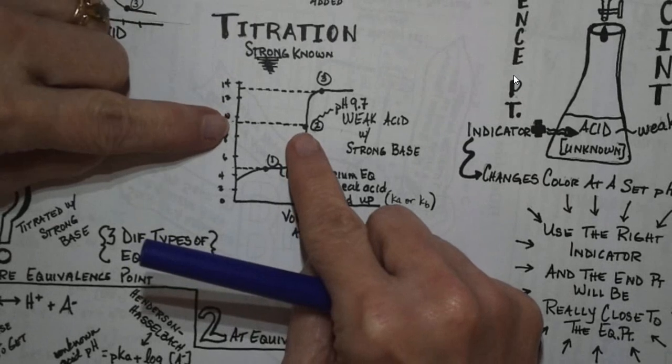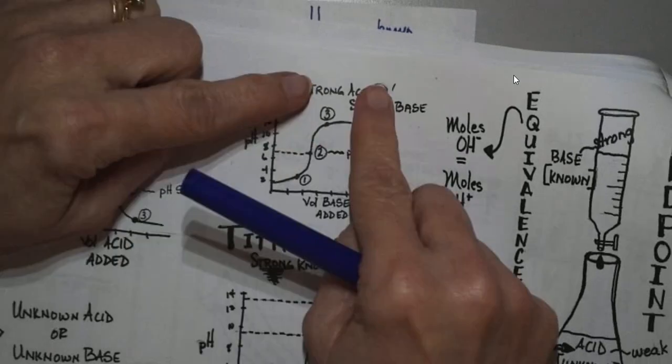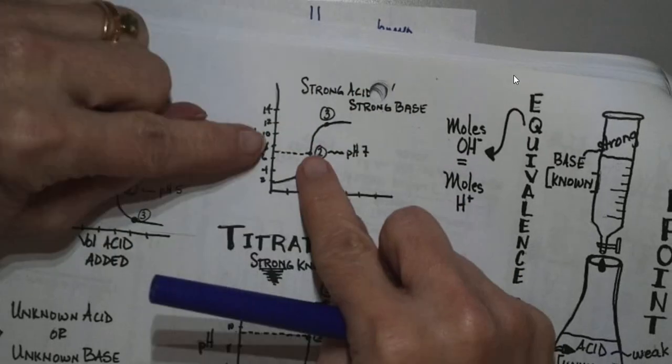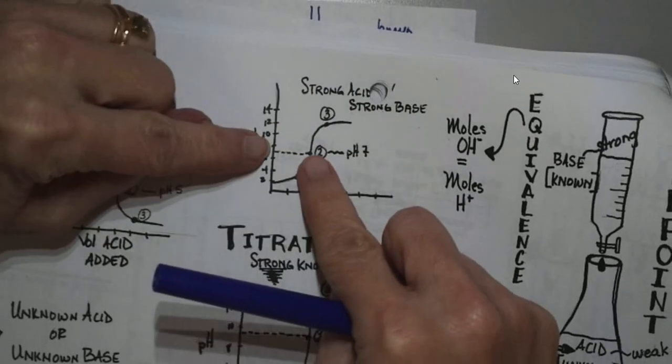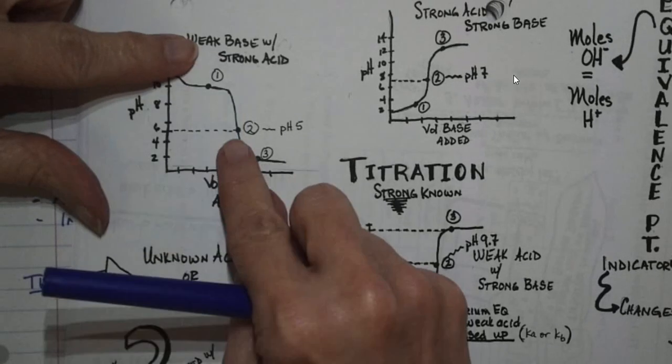If I look at this one, strong acid, strong base, here my pH is going to be 7 almost always, if I get an equal number of moles. Here, I have a weak base and a strong acid, so at the equivalence point, I'm going to have something slightly acidic because I've got a weak base and I'm adding a strong acid to it, okay?